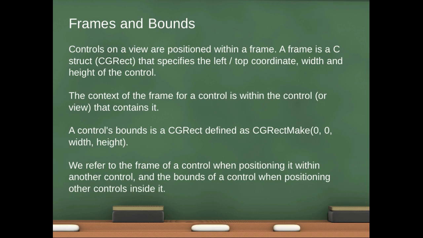Now, what this means is that a control's bounds are always 0 based. In other words, the top left corner of a control's bounds are within that control. Outside of that control, the positioning of that control within its containing control, we call that the frame. Now we use the frame of a control when we position it within another control. We use the bounds of a control when we position other controls within that control. So that's pretty simple. So let's look at a picture of this.